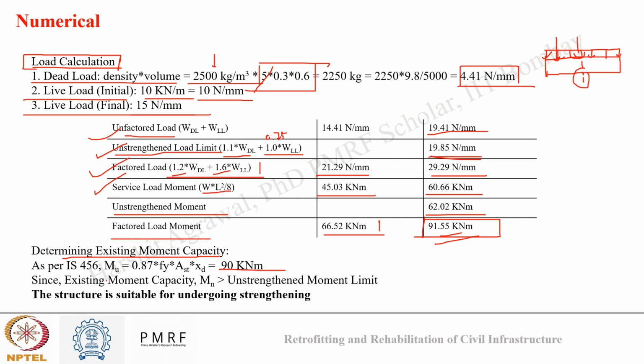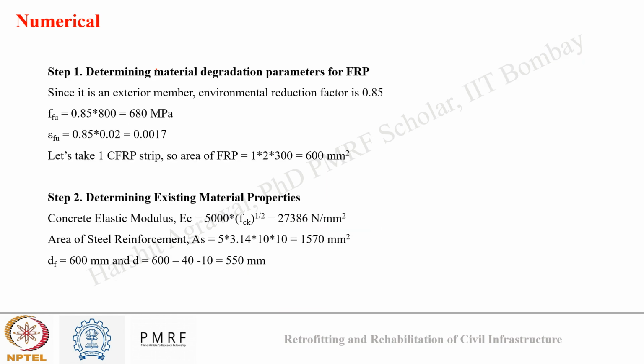Since existing moment capacity is greater than the unstrengthened moment capacity, we can say that the structure is suitable for undergoing the strengthening activity. We saw this rule in the last session, that the unstrengthened capacity of the beam should be more than the existing capacity. Since here it is following that condition, we can say that the system is suitable for retrofitting activity.